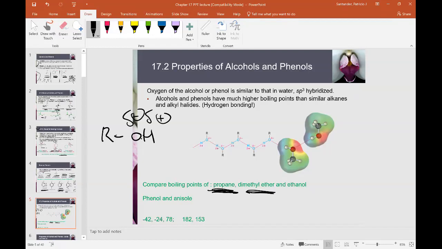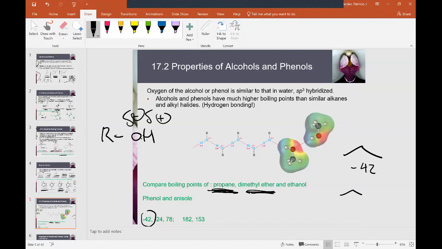For instance, this is propane, it has a boiling point of minus 42. Then we have dimethyl ether, that compound, with a boiling point of minus 24 degrees centigrade. And ethanol has a boiling point of 78, so it's a much, much higher boiling point.